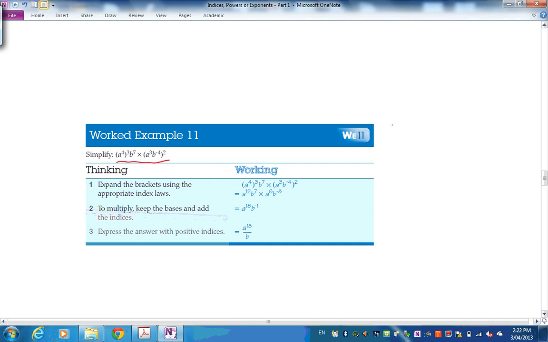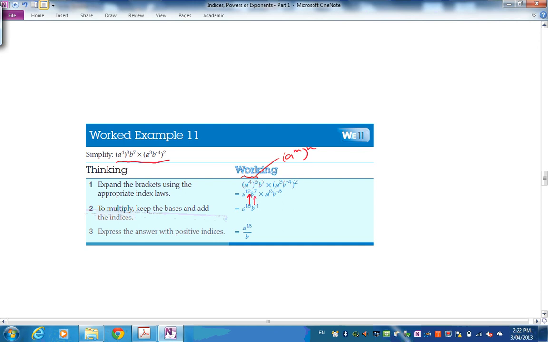So let's have a look. There's a few powers here now. Looking at doing the brackets first, we're going to say a to the fourth all cubed. This is a to the m all to the n. What do you do? You multiply the powers. So you're going to get a to the 12 there. Then it's just b to the 7.